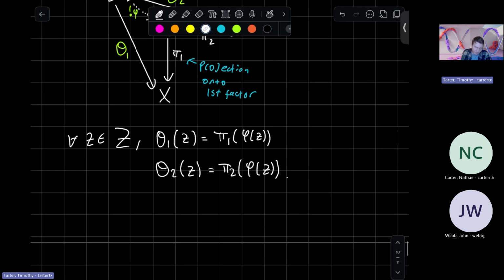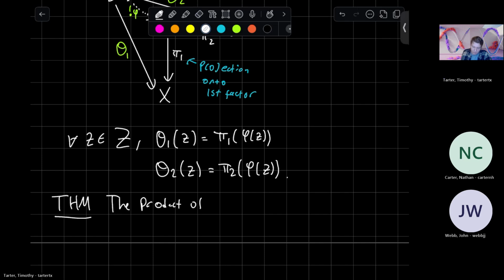And so our theorem here, which we want to be an obvious statement, is that the product of two varieties is a variety.